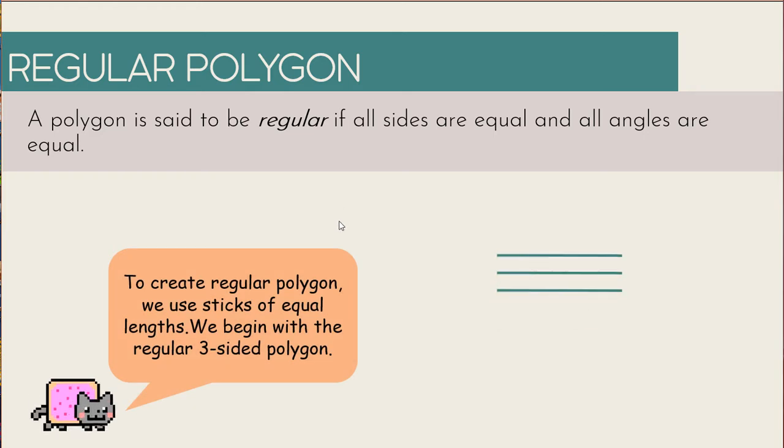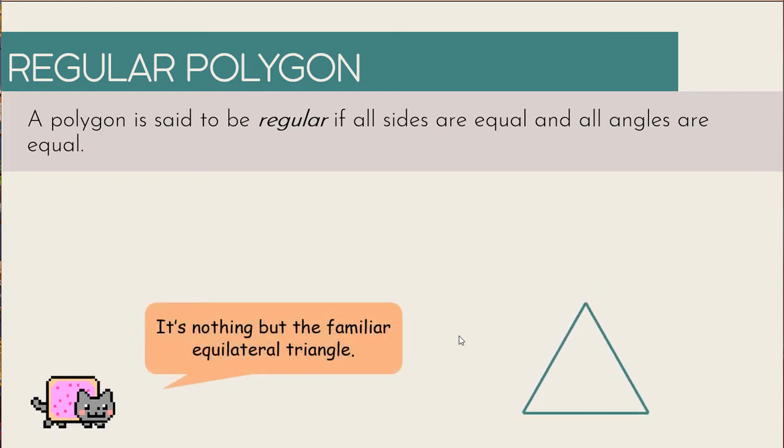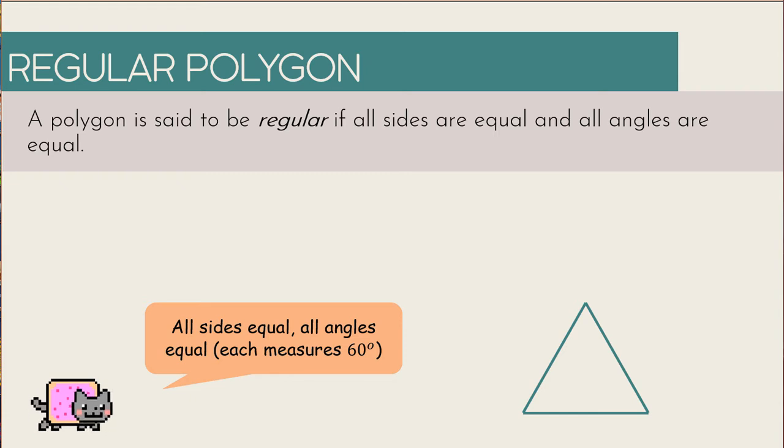To create regular polygons, we use sticks of equal lengths and begin with a three-sided polygon. We all know that we cannot make any polygon from only two sides, so we need to begin with a three-sided polygon. Now, can you picture a regular three-sided polygon? It is nothing but the familiar equilateral triangle. I think that everybody knows about the equilateral triangle, alright? All sides are equal, all angles are equal, and each of the angles measures 60 degrees.